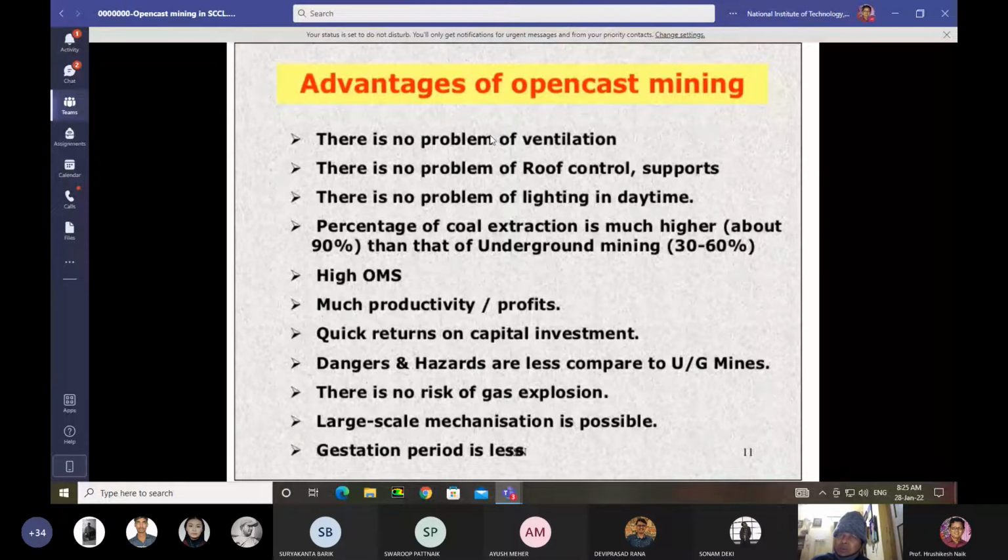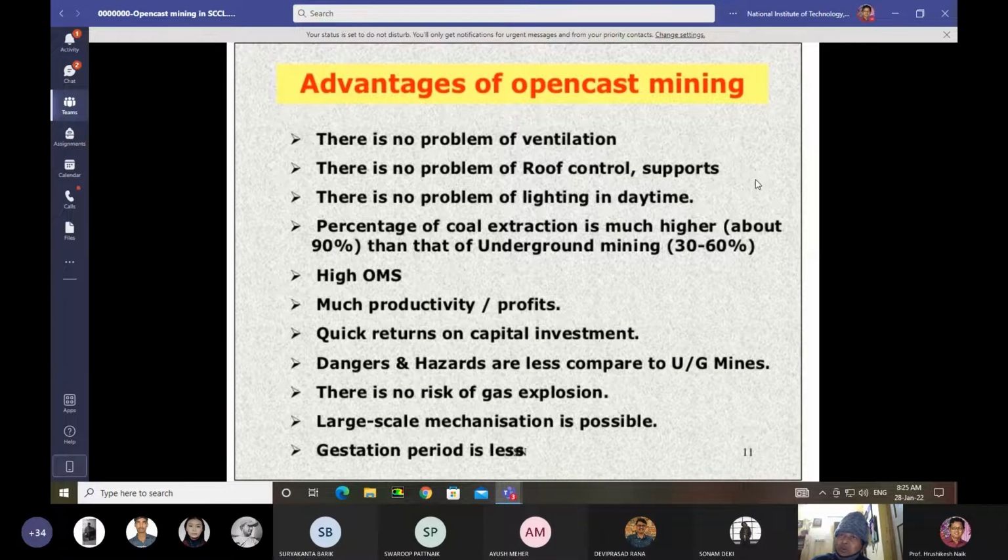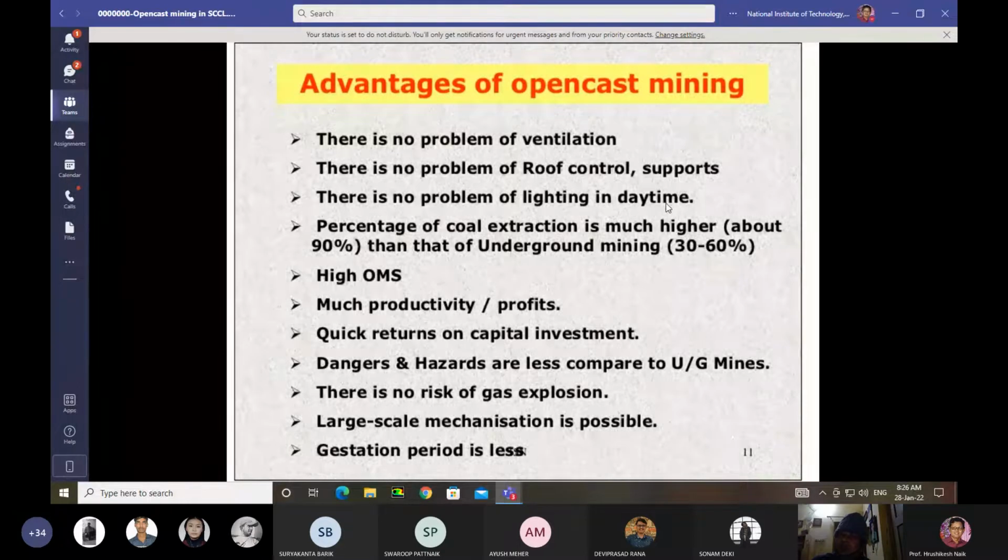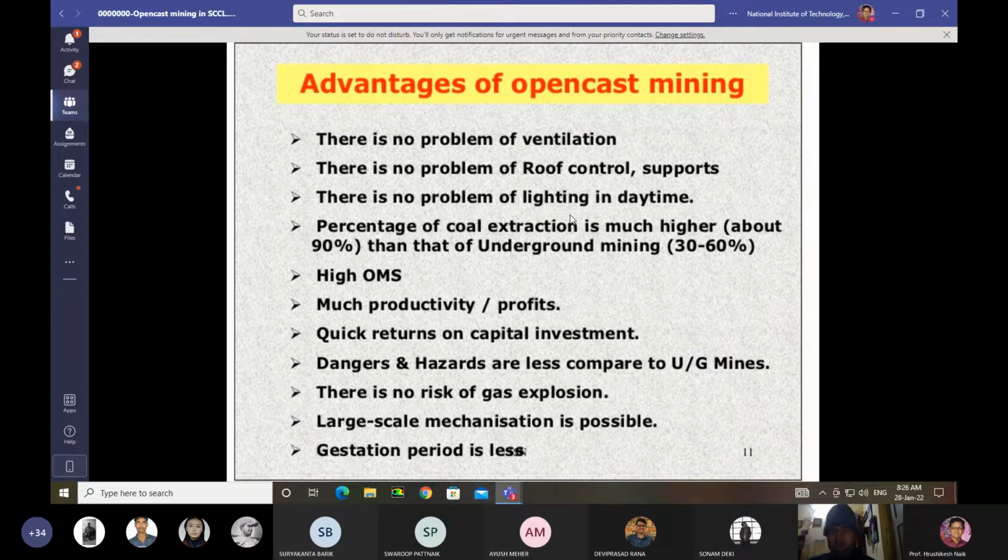And there is no need of a roof control and support system in open cast mines, whereas in underground mines, you have to support the roof, otherwise the roof will fall down. And third, there is no need of lighting in surface mines, whereas in underground mines you need artificial light, meaning you have to take the cap lamp or some other lighting system to work inside. So these are the major three advantages of open cast mining.